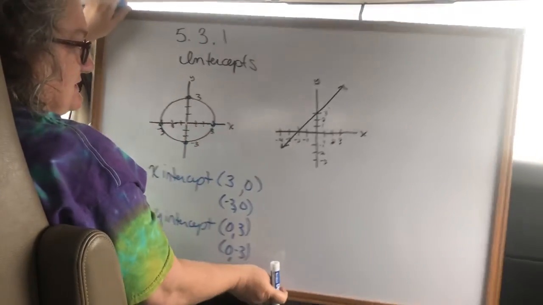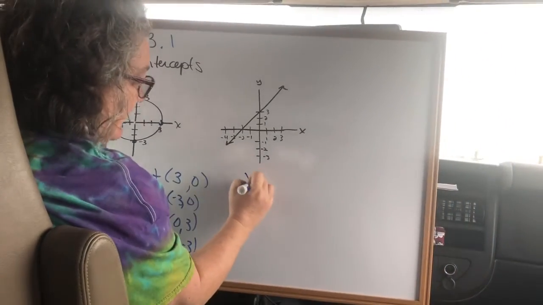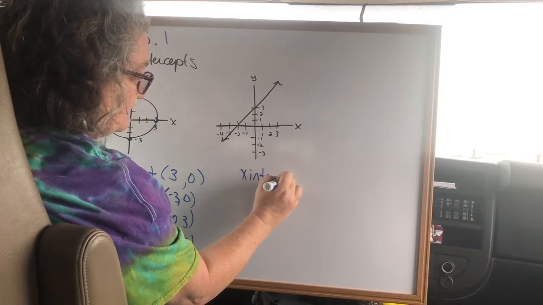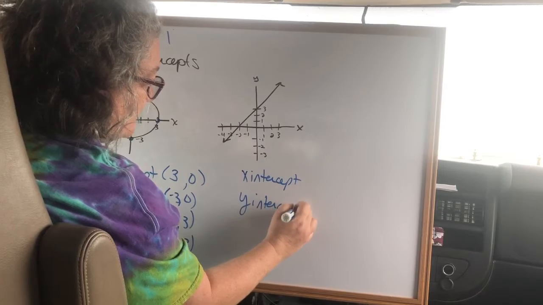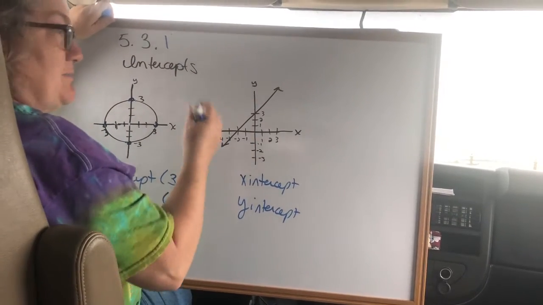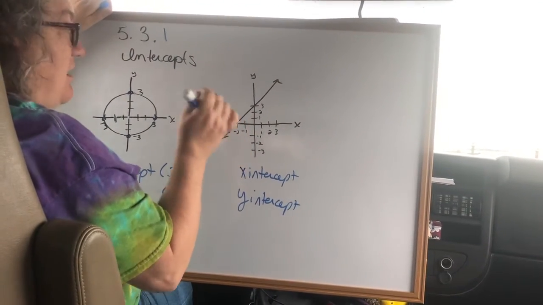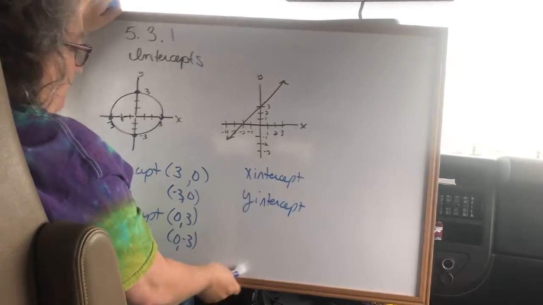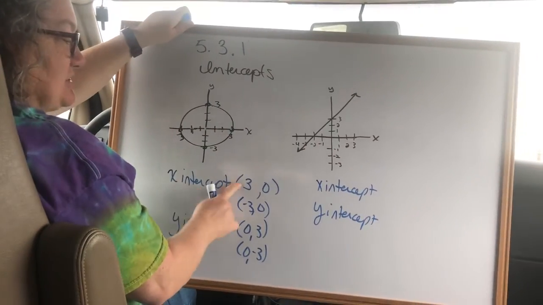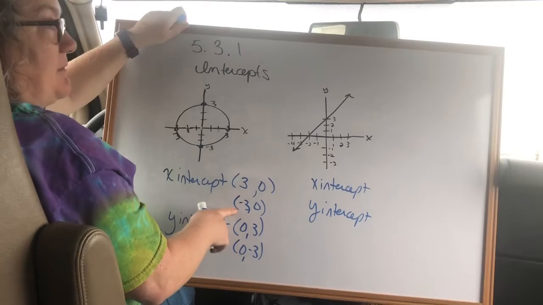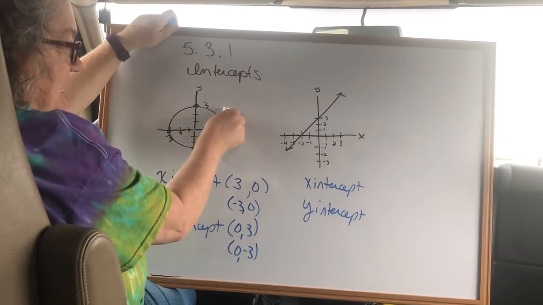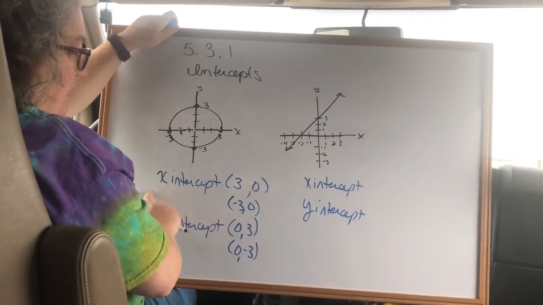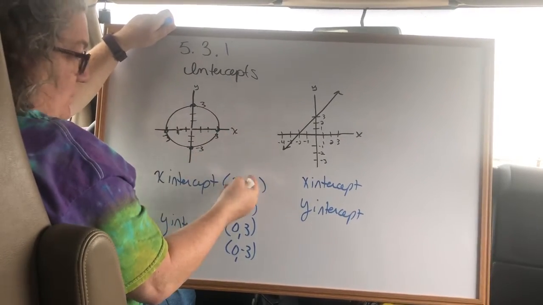Now we move over here to this other one. We're going to name our x-intercept and our y-intercept. Now, where we cross it is a point. All points have ordered pairs. So I don't ever want to see x-intercept is 3, x-intercept is -3, because that would tell us it's a line. We don't have a whole line here at x equals 3, x equals -3. Our x-intercept is at 3, 0.